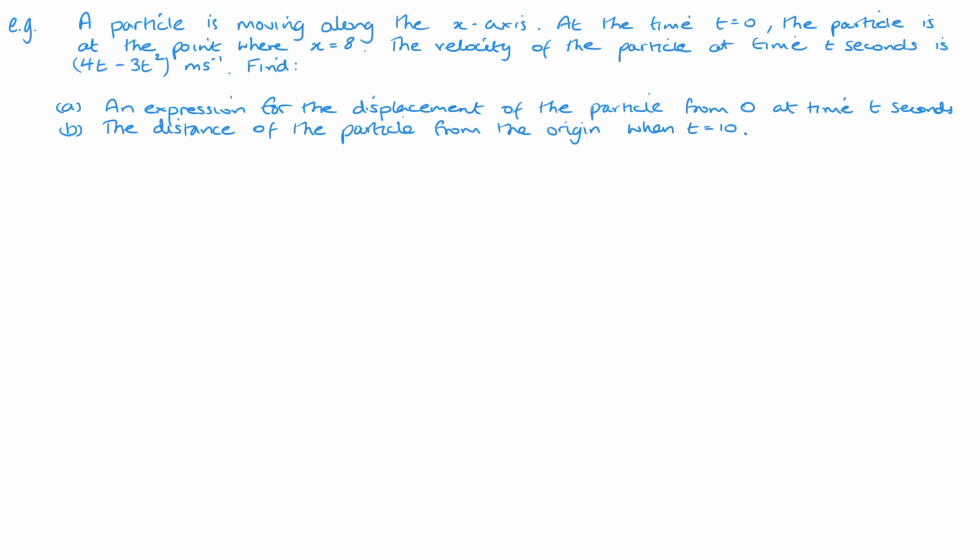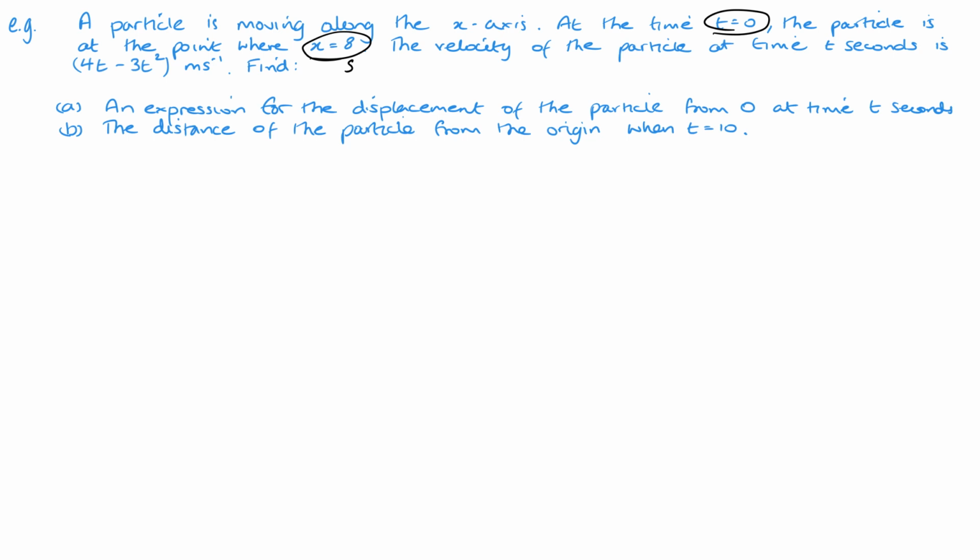Now in this first example we can see that a particle is moving along the x-axis. At time t equals 0, the particle is at a point where x equals 8. So this x equals 8 is basically the same as your s, your displacement, at time t equals 0. This is what's going to enable us to find our constant after we've integrated. You'll always see this within a question somewhere, a little bit of information. Often it is at time t equals 0 or at the start, there's a few different ways that it can sometimes be implied, but you'll always be looking for that so that you can find your constant.